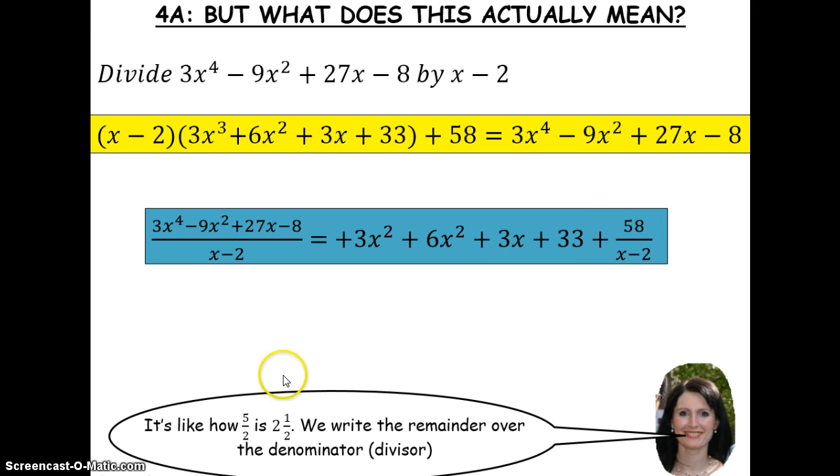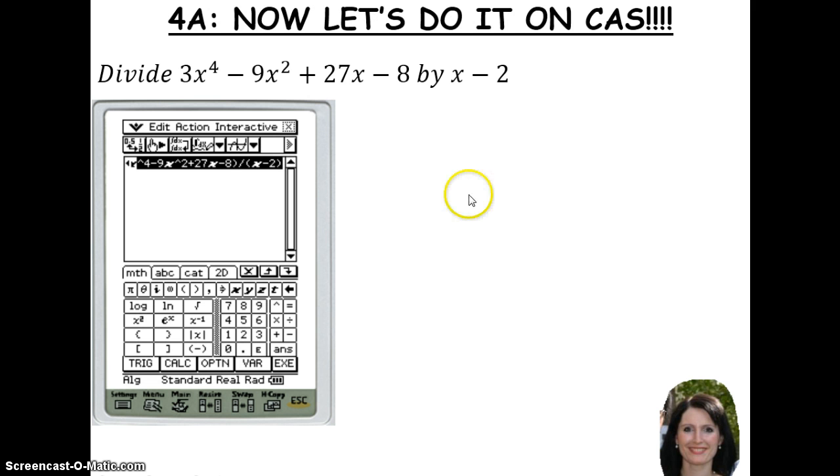Think about it like this. If we have a fraction of 5 over 2, that would be 5 divided by 2. We can write that as 2.5. We still keep the remainder over 2. So 5 divided by 2 is 2 wholes plus 1 remainder. We don't say 2 plus 1. We say 2 and 1 over 2. The same way we say 3x cubed plus 6x squared plus 3x plus 33 plus 58 over x minus 2. Let's do that on CAS.